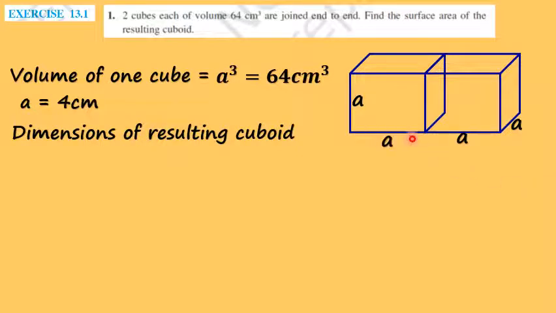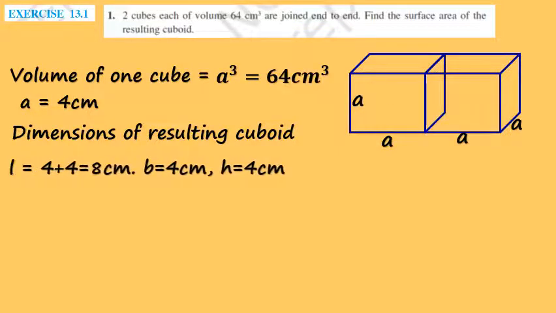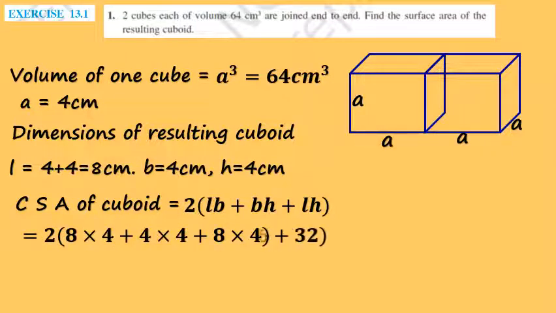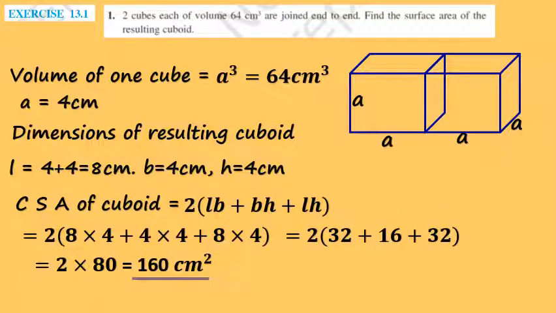Here you can see the length became double, but width and height remain the same. So length equals 4 + 4 = 8, breadth equals 4 and height equals 4. Now the surface area of a cuboid is 2(lb + bh + lh). Let us substitute the values of l, b and h and solve it. So the answer we will get is 160 cm². That is the surface area of the resulting cuboid.